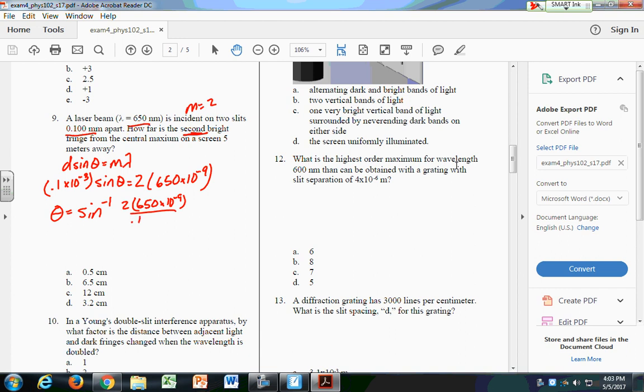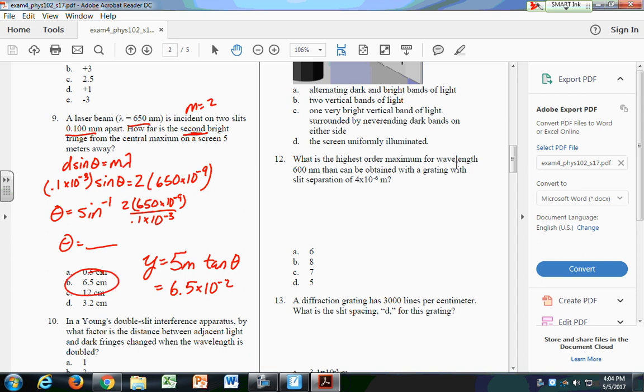Divided by 0.1 times 10 to the minus 3. I don't know, it is what it is. It's some very small angle. And then we say y is equal to L tan theta. L is 5 meters. Tan of that angle theta. What is the answer here? You want to know? 6.5. So what you get is 6.5 times 10 to the minus 2. So it's going to be 6.5 centimeters.